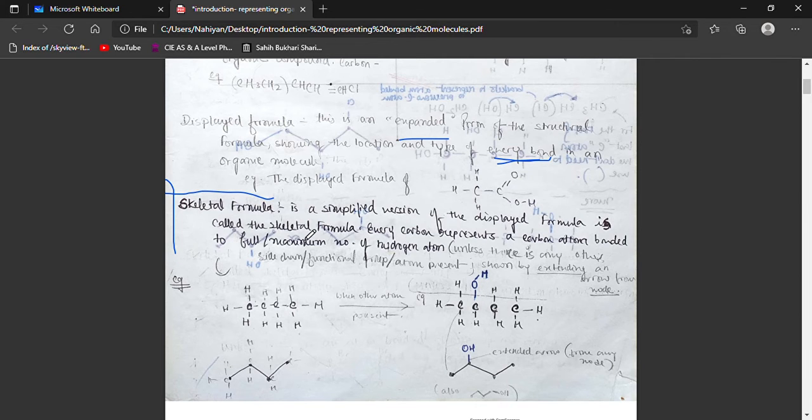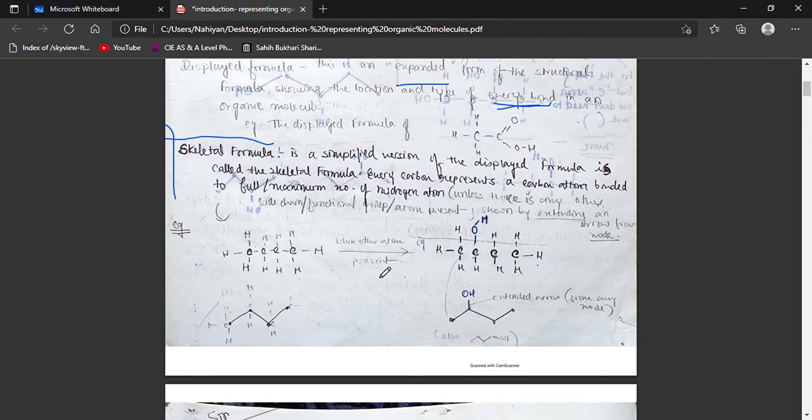So skeletal formula is something that looks like this. It's a simplified version of the displayed formula, and it's called the structure formula. And every carbon is represented so in here every kink or every change in the straight line shows a carbon.